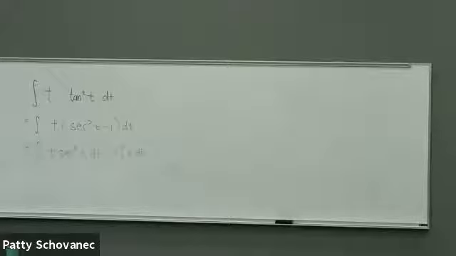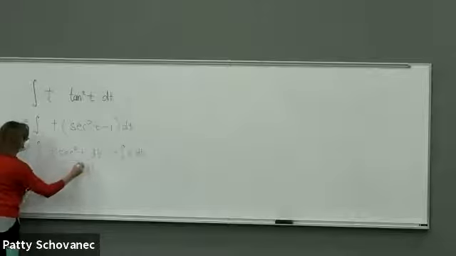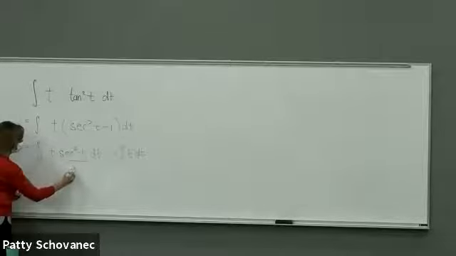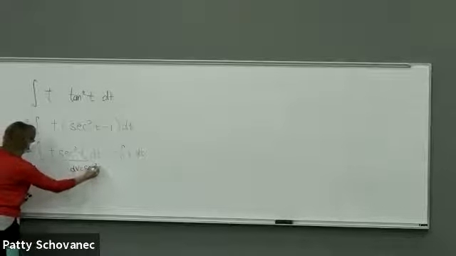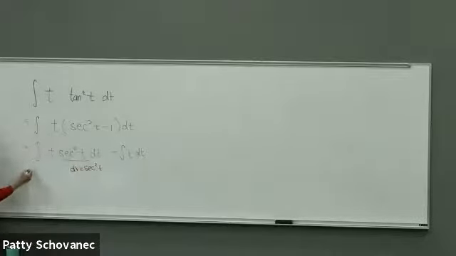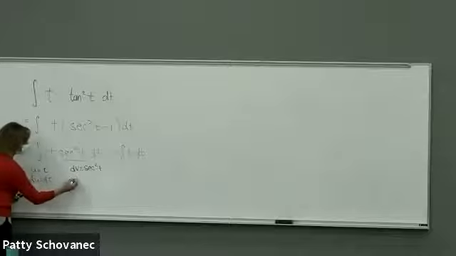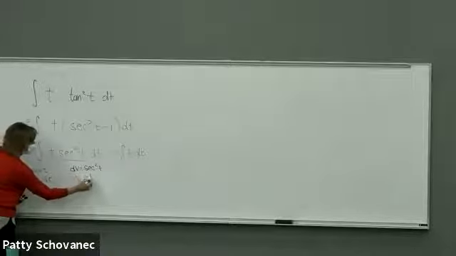No peoples today. We're going to do this one by parts. I'm going to take that to be dv, and take t to be u, so that du is dt. And what was the integral of secant squared? Tangent.